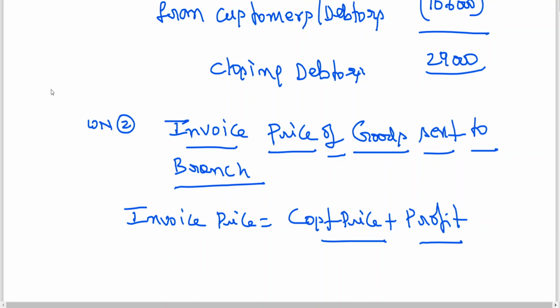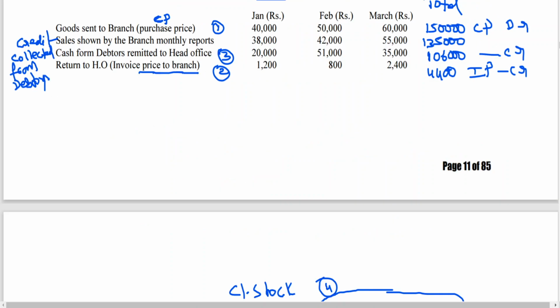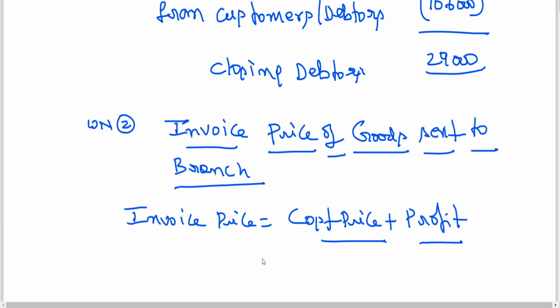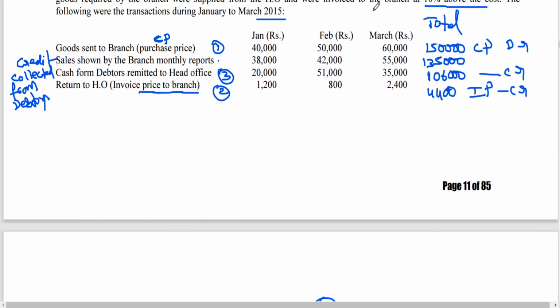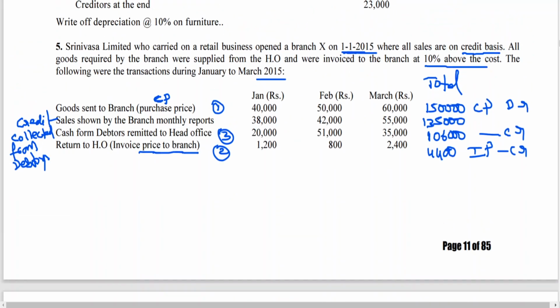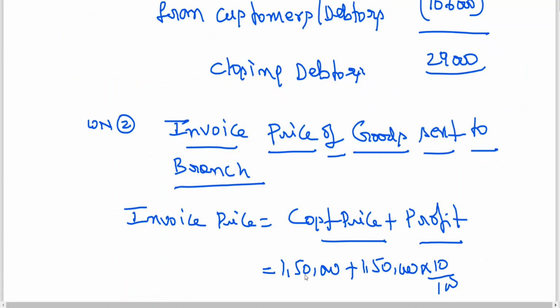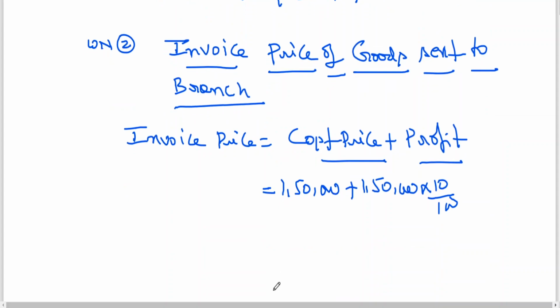Okay. So let us see this now. Total coming to 1,50,000, no? Because percentage of profit has been given on cost price, you can see 10% above cost. So 1,50,000 plus 10% on 1,50,000 is coming to 1,65,000.